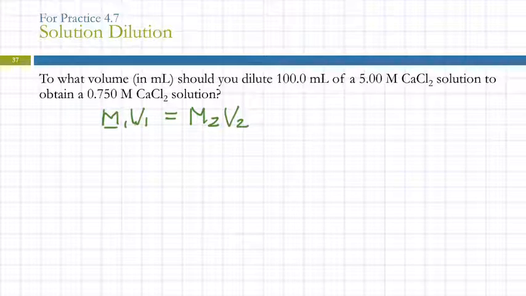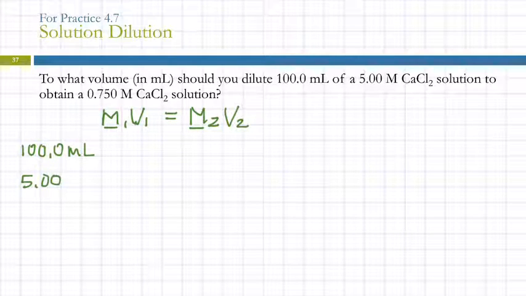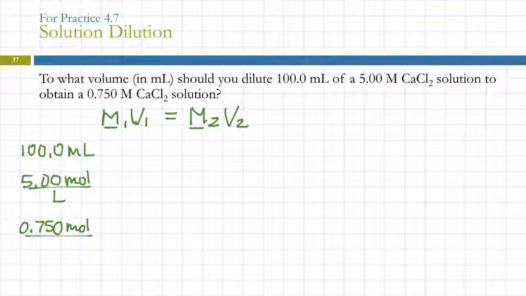There are other ways to solve this, but this is the method that seems to be most understandable for most students. So that's the equation we need. There are 3 numbers in the question. We should write those down and identify what they mean. So here I've got 100.0 milliliters, and I've got 5.00 moles per liter, and I've got 0.750 moles per liter.